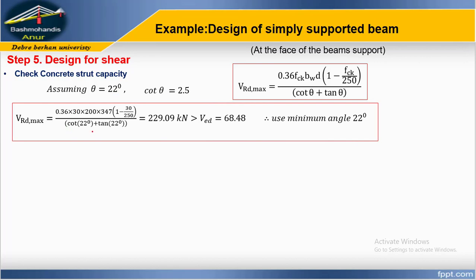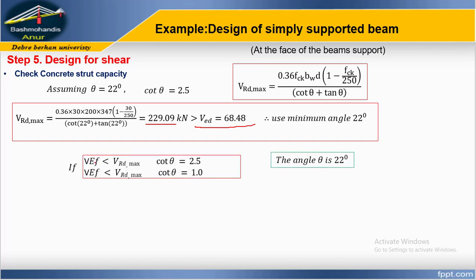The minimum theta, the concrete strut capacity is 229.09 kN. It is greater than the design shear, 68.48. Therefore, we have to use the minimum angle. Why? We have to remember this from shear design. If VEd at the face of the support is less than VRd,max, take angle theta as 22 degrees.